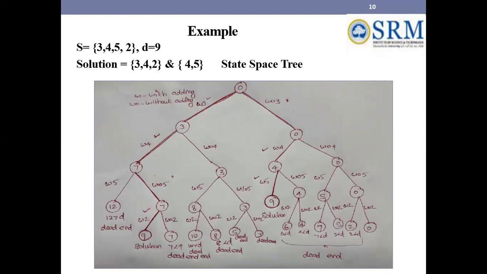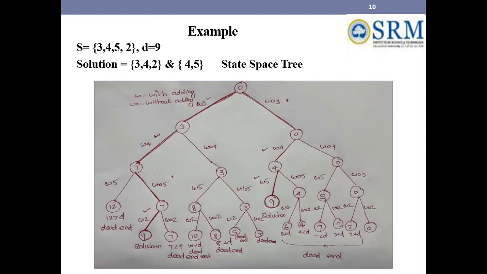3, 4. Then without adding 5, we should not add 5 in the solution. Without 5 and with 2, so now 7 plus 2 is 9. With adding 2 we are getting 9. So the result is 3, 4, 2. So the result is 9.